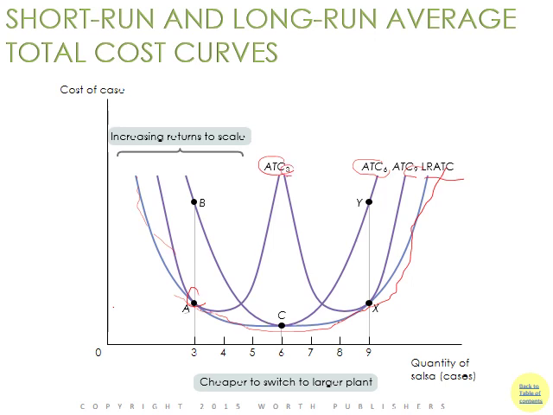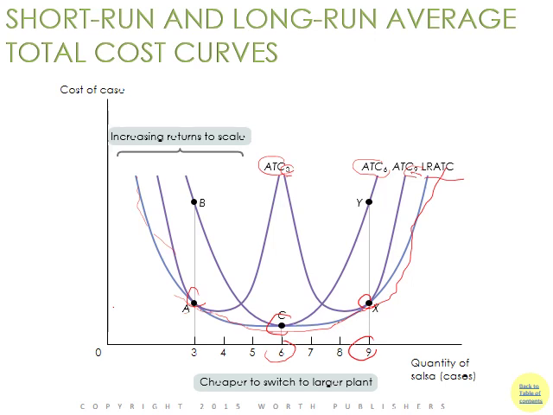When your output gets near 6 units of output, your average total cost is going to be minimized by having a plant that's size 6. And then when you get near 9 units of output, your average total cost is going to be minimized using a plant that is represented by ATC 9, which is an even bigger plant. So your long-run average total cost curve essentially is going to be the envelope of short-run average total cost curves, assuming that you're using the plant size that gives you the minimum average total cost.